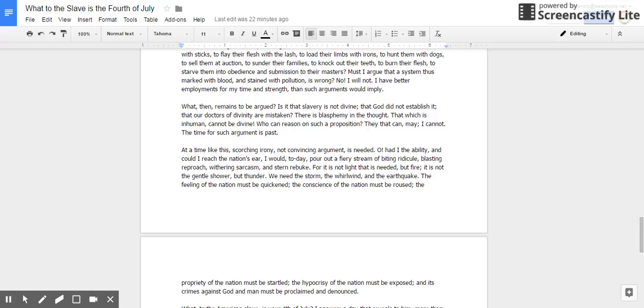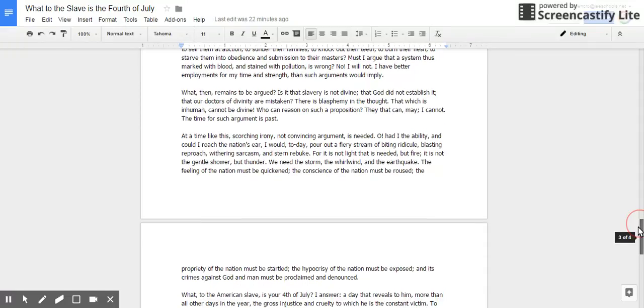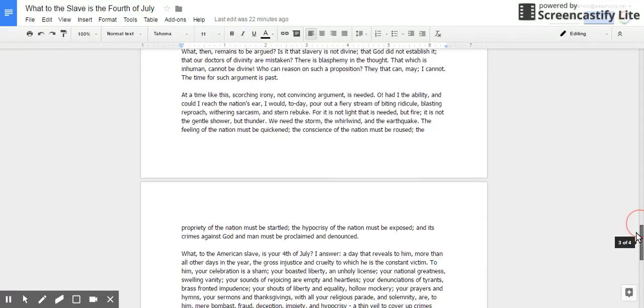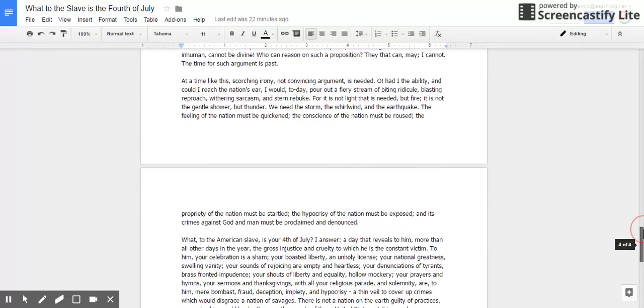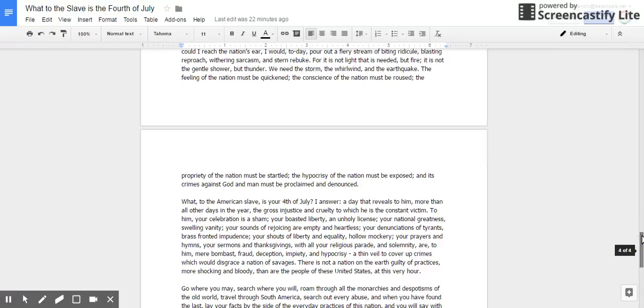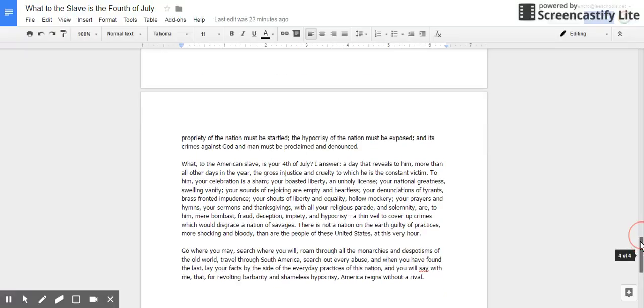For it is not light that is needed, but fire. It is not a gentle shower, but thunder. This antithesis is happening again. We don't need light. We need something much stronger and worse than that. We need the storm, the whirlwind, and an earthquake. So he wants to shake the nation's conscience. The conscience of the nation must be roused. Again, personifying the whole nation as just one person's head and heart.